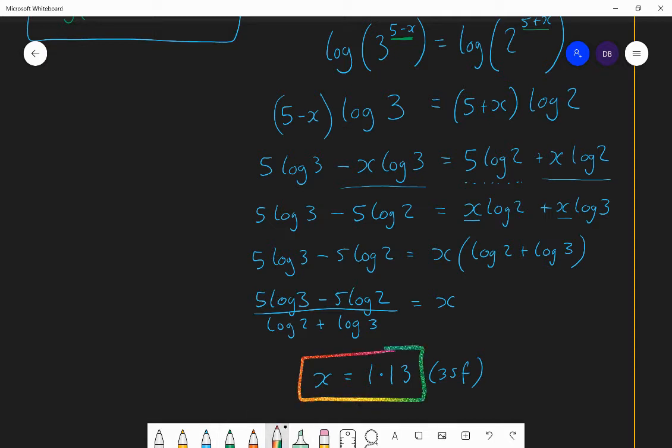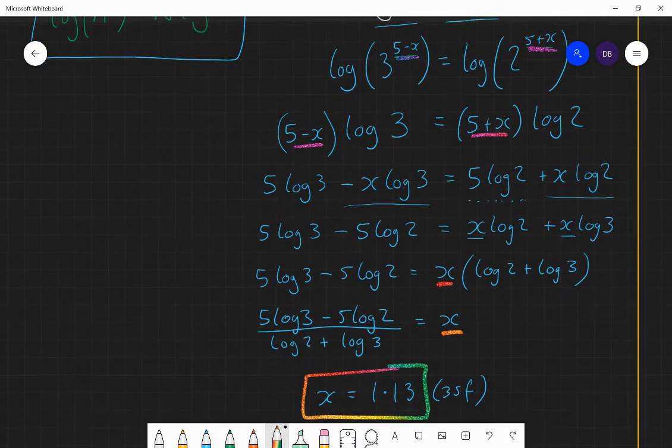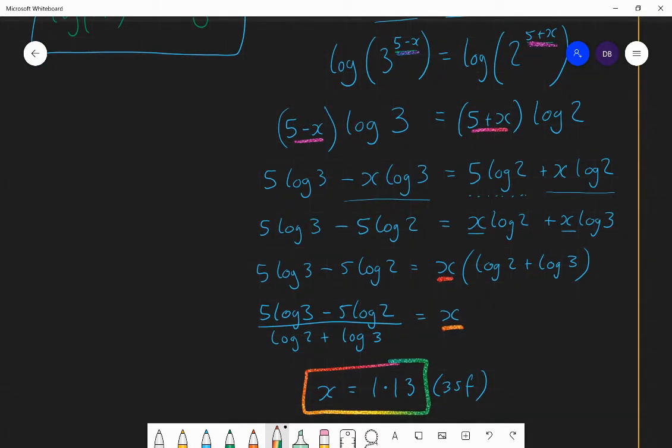So running through that again, firstly, because there were different bases on each side, we took the default base, log base 10, of both sides. Then we applied the log law that allowed us to remove the exponent out of the logarithm. Then I expanded the brackets, rearranged, and tried to make x the subject of the equation. And once I did, I could then evaluate the answer using my calculator.